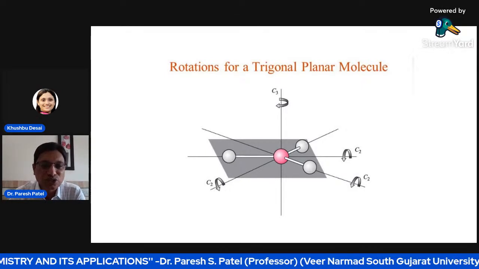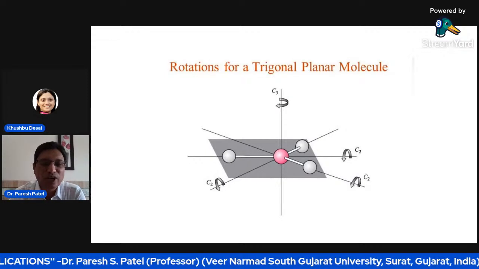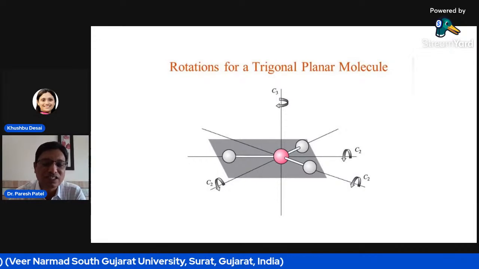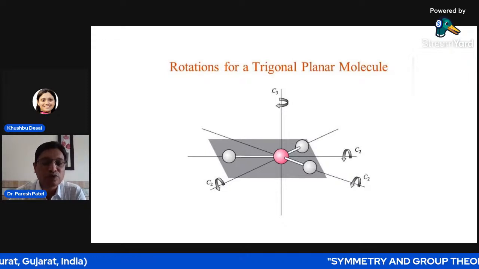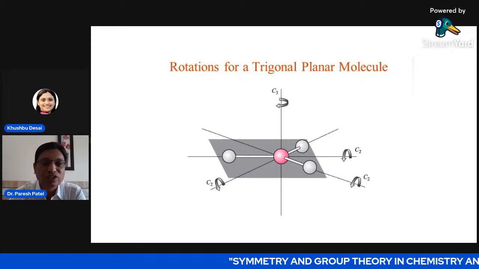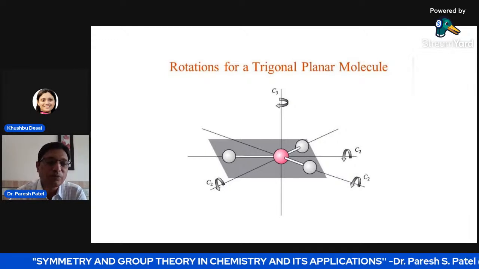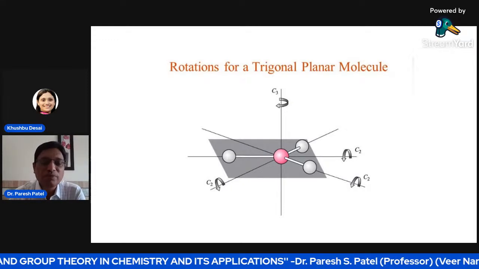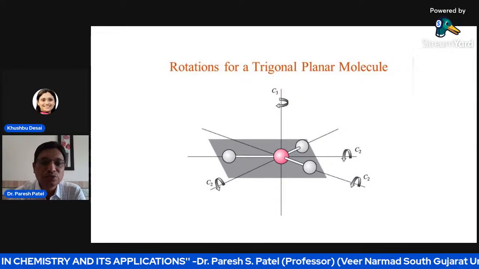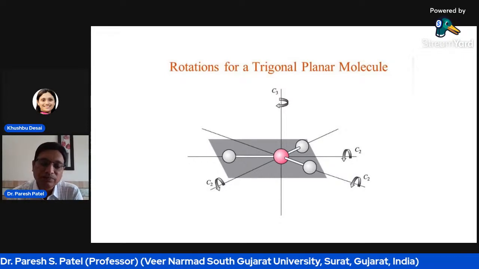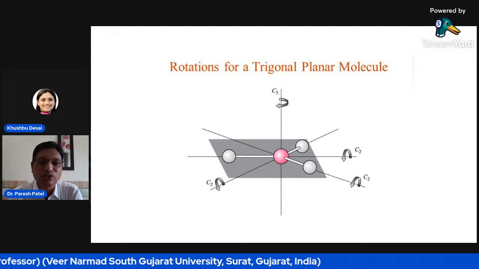Okay, so dear students, BF3 or BCl3 molecule consists of two types of rotational axis. One is C3 plus C3 minus, and second one is 3 C2s. So C3 is perpendicular to 3 C2s in case of trigonal planar molecules. Now, let me explain which one is the main principal axis. So according to the rules of molecular symmetry, if the order of that axis is higher, we have to consider that axis as a main principal axis.